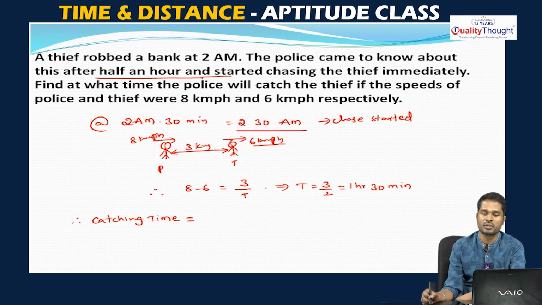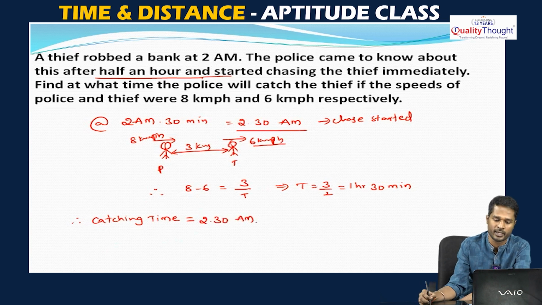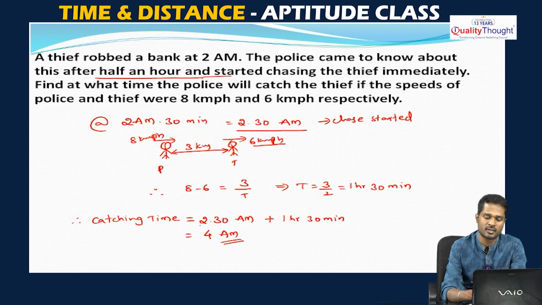See, if the question asks after how much time the police will catch the thief, it is 1 hour 30 minutes. But the time we require is the clock time. The chase started at 2:30 am, and the police caught the thief after 1 hour 30 minutes. So 2:30 am plus 1.5 hours will be 4 am. That means the police will catch the thief at 4 am.